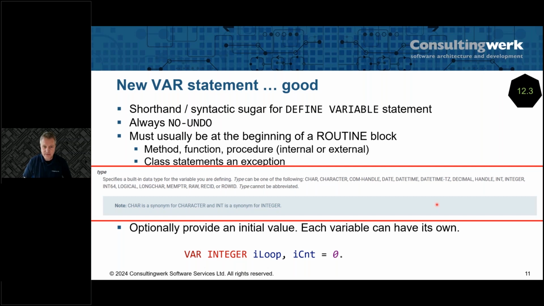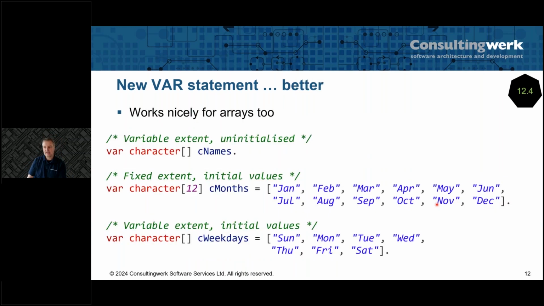So that was added in 12.3. And in 12.4, they improved it. So it works really nicely for arrays, fixed and variable extents. For instance, here we have a variable extent, C names. You might populate this from, I don't know, the JSON object's properties get names method. We can give initial values for fixed extents. So this is going to be 12. So far in the Gregorian calendar, there's always 12 months. So we can populate those as such.